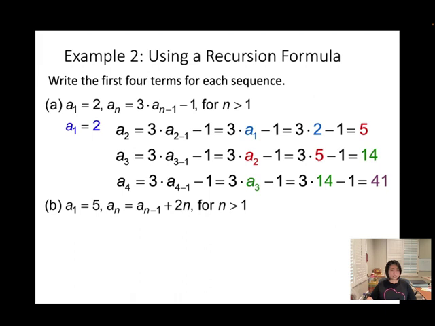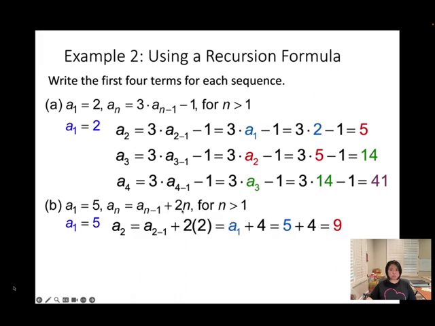Okay, try example B. This time a1 is going to be equal to 5, and this is the general form. So first plug in n equals 2 here. You're going to get a2 equals a1 plus 2 times 2. Okay, so a1 equals 5. 5 plus 4, which is going to be equal to 9.